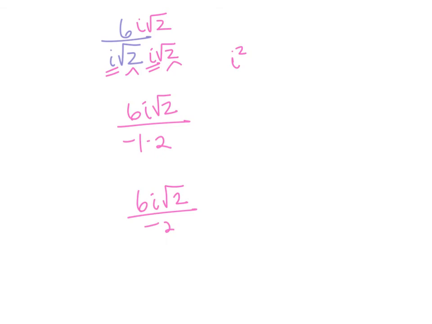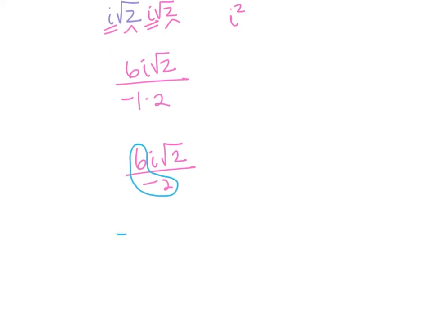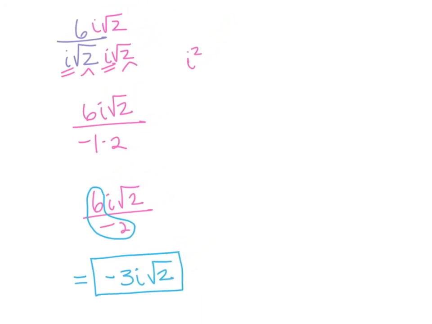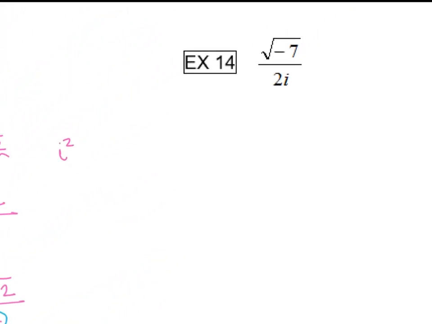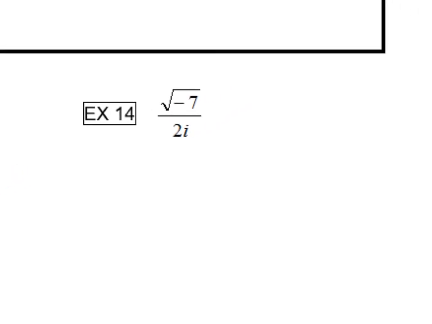And then what we may be noticing is you have a 6 divided by a -2. We can actually simplify those together. Our final answer, 6 divided by -2 is -3. Then we have our I and we have our square root of 2. So these aren't too bad. We just need to know that in order to get rid of an I in the denominator, multiply it by itself.